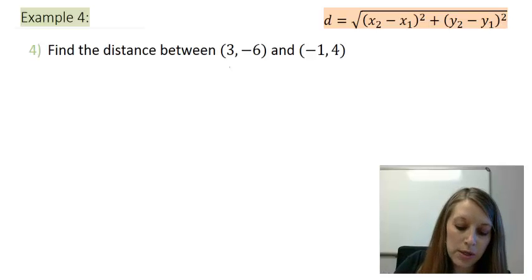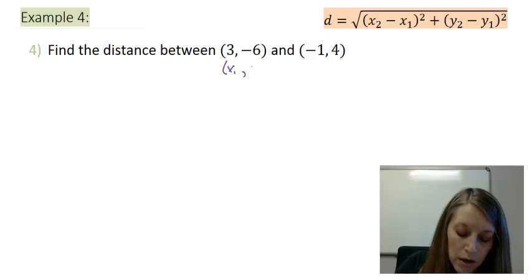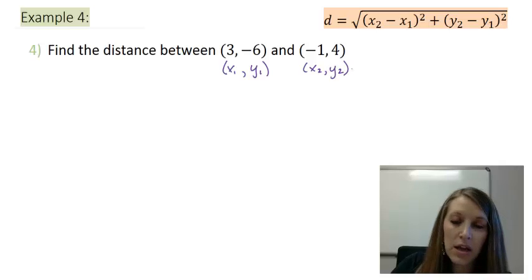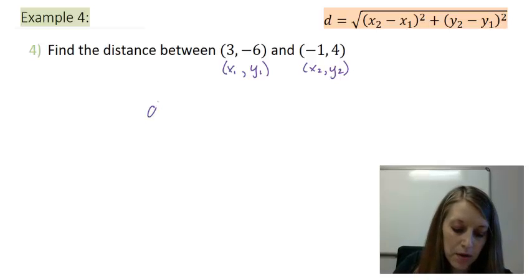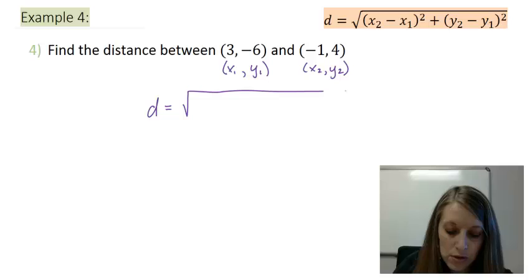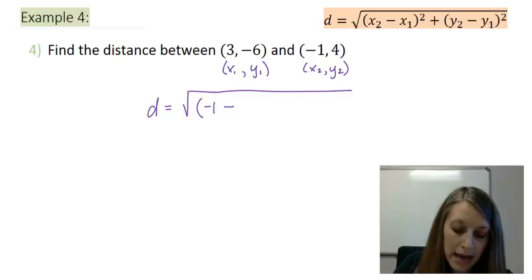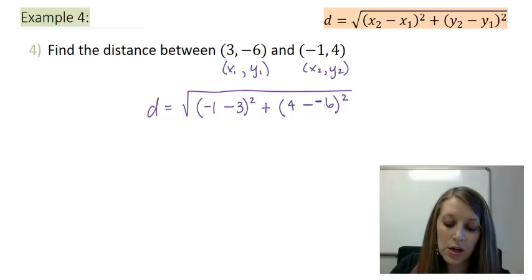So the first thing I'm going to do is label my ordered pairs as x1, y1 and x2, y2. But again, if you label them in the opposite format, it would still work out to give you the same answer. My distance is the square root of my x2 value of -1 minus my x1 value of 3 squared plus my y2 value of 4 minus my y1 value of -6 squared. Don't lose your double negatives. That's one of the biggest mistakes that I see.